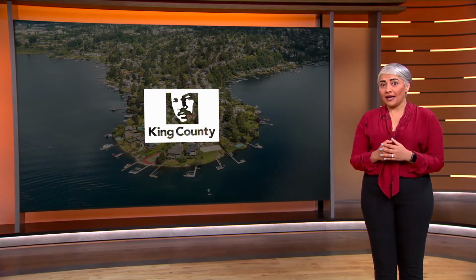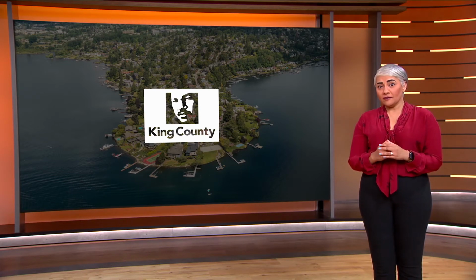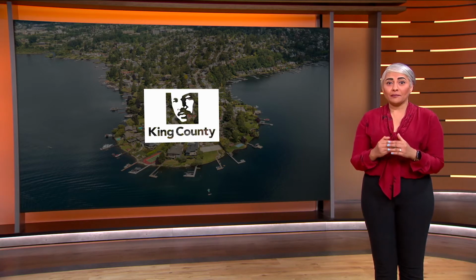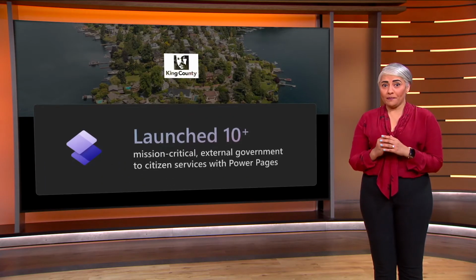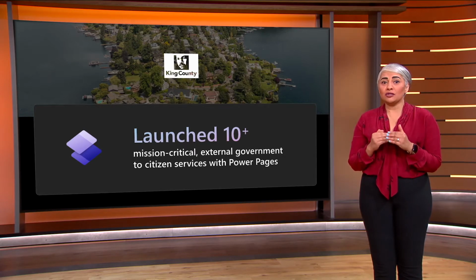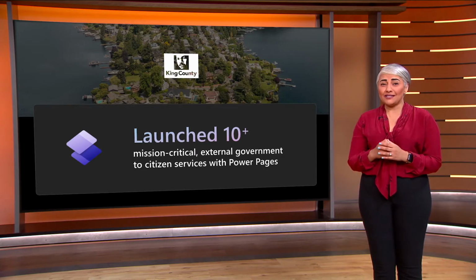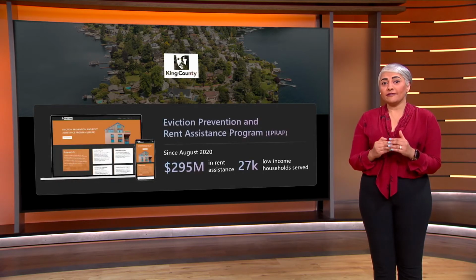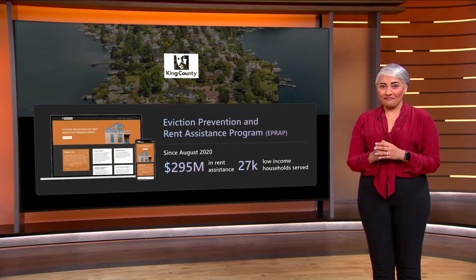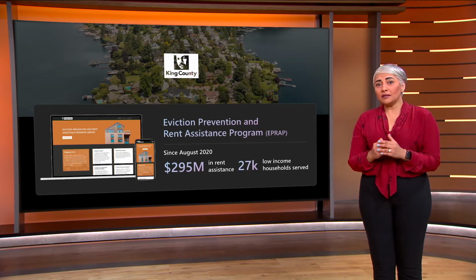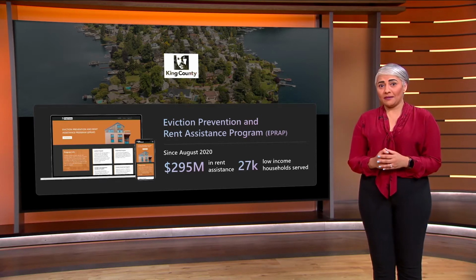Now let's take a look at King County as an example. King County is one of the fastest growing counties in the U.S. by population. To better serve the community, they turned to Power Platform. With Power Pages, they launched many mission-critical services to their communities rapidly. One of these solutions is the Eviction Prevention and Rent Assistance Program, to help underserved and low-income residents who are behind in rent and utility payments due to the pandemic.